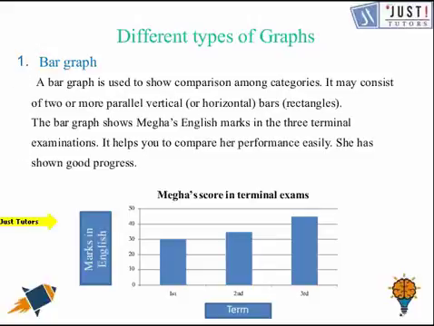So this is an example which is showing Megha's score in English subject in terminal exams. In first term, she scored 30. In second, she scored 35. And in third, she scored 45. So we can clearly see that she has shown a very good progress in her terminal exams. This is how bar graphs help us in comparing the data.